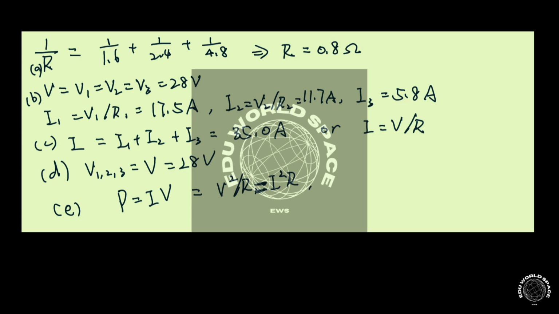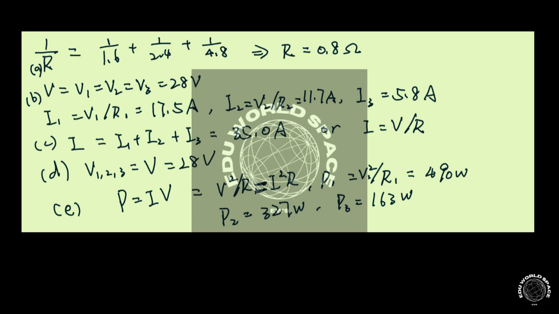So P1, the power on the first resistance, should be V1 squared over R1, which is 490 watts. Similarly, P2 is going to be equal to 327 watts. P3 is going to be equal to 163 watts.